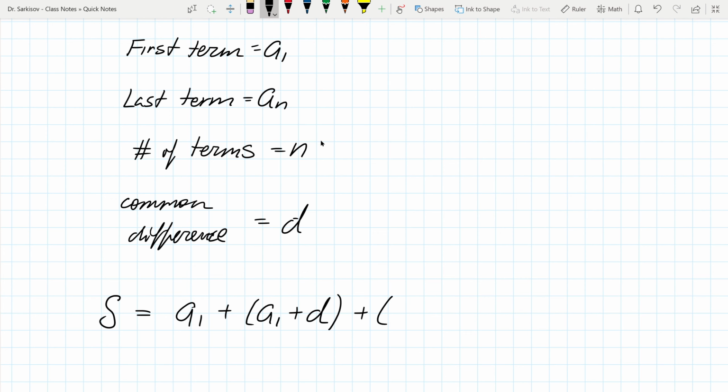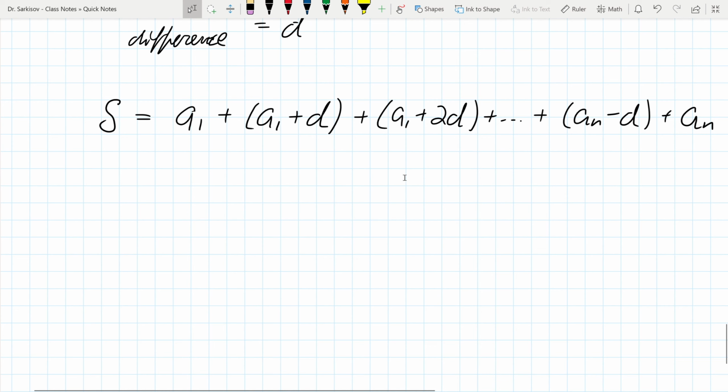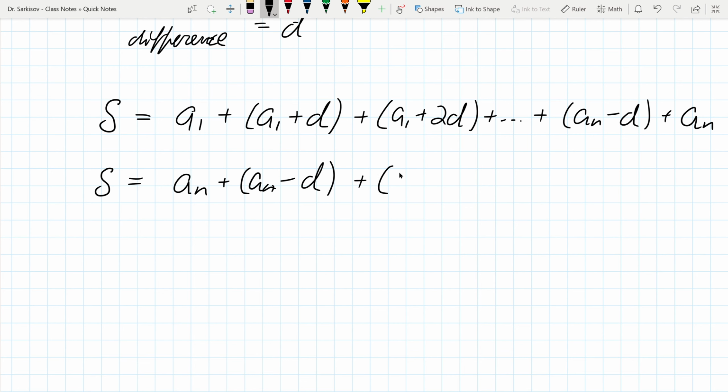And then A1 plus 2d, right? Another d added. And it goes on and on and on to, what is it? It would have been an minus d, right? The one before it, and then plus an, the last term. We said that's the last term. So let's think of that, and then rotate the sum around like we did earlier. So we would have what? An here, and plus an minus d here, right? And so now we're subtracting these, and so it's an minus 2d here, and then all the way to the last terms being a1 plus d and plus a1.